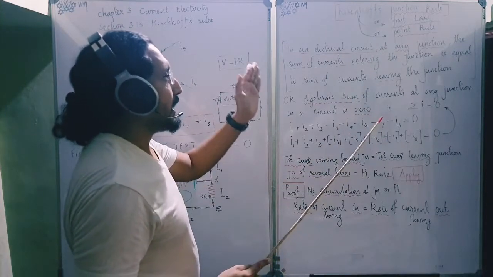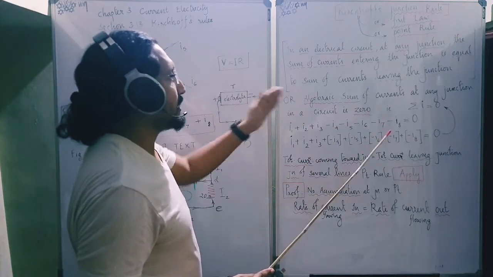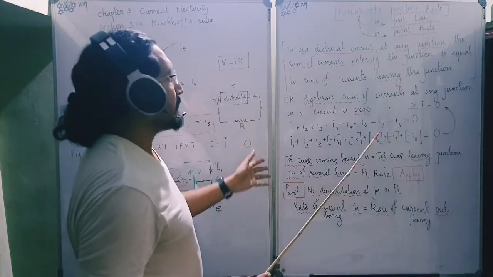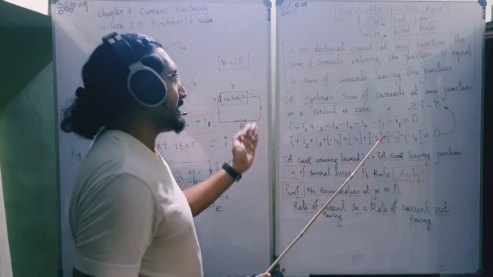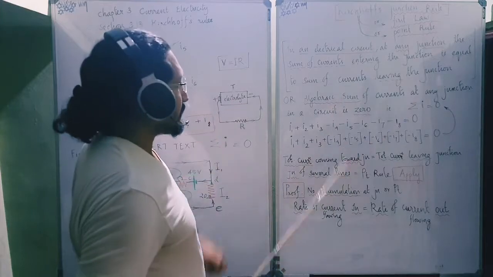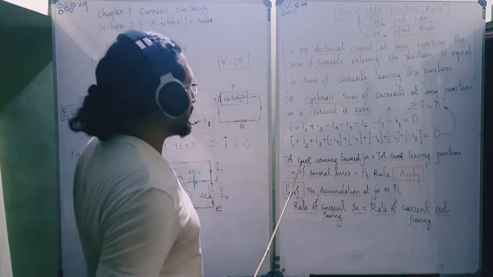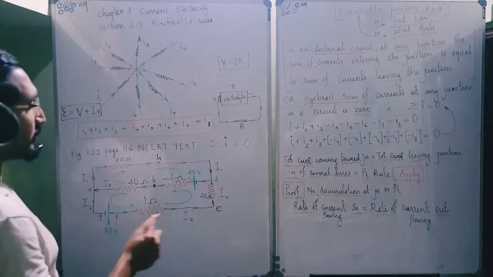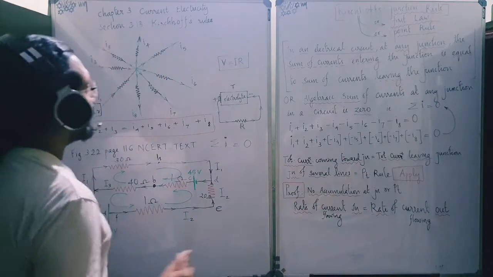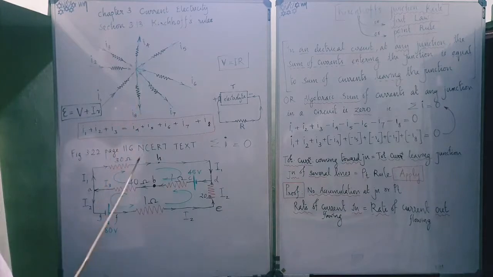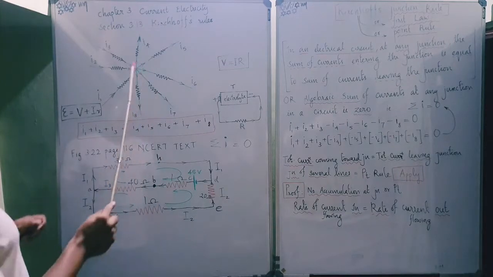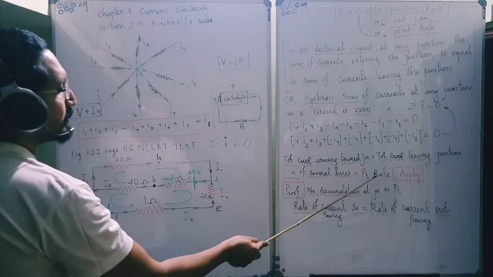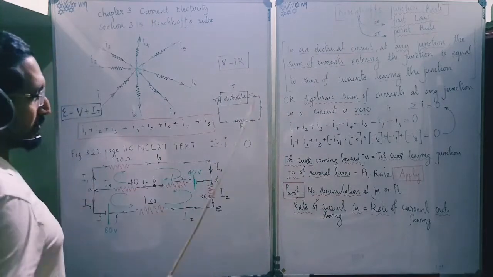That means that in an electrical circuit, at any junction, inward is equal to outward, entering is equal to leaving, or the algebraic sum of currents at any junction is 0. In later discussion, total current coming toward the junction is equal to total current leaving the junction. If we see a junction of several lines like this, or I will later discuss this also, we will just apply this point rule. The first rule, the junction rule.